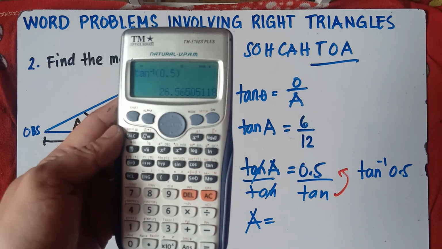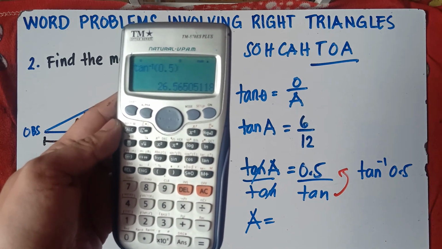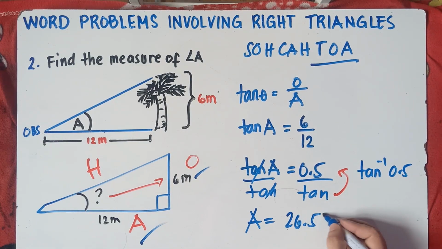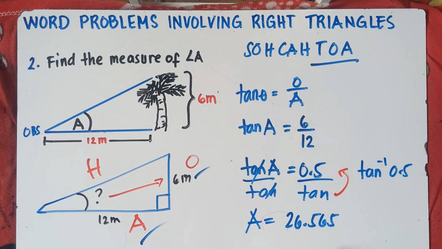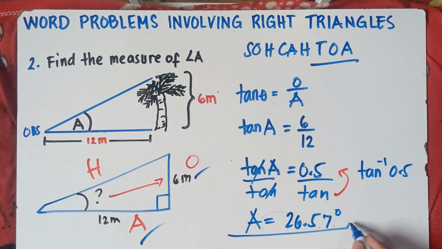Then you press 0.5, close parenthesis, equal sign. You will have 26.565. After 6, that is 5, we need to round up. And do not forget degrees, class, because we're looking for the angle. That's it, class. All set for number 2. That's the answer, class, for number 2.